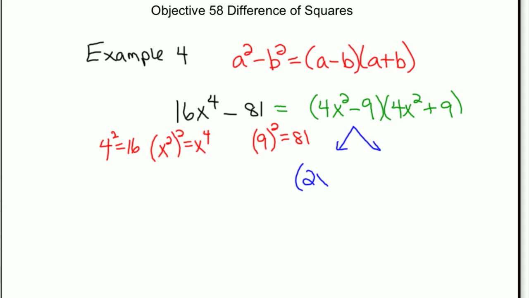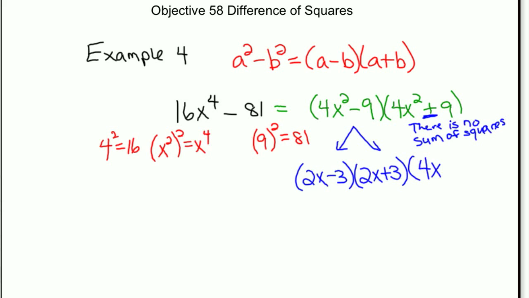So that will factor to 2x minus 3, 2x plus 3, while the 4x squared plus 9, it's exactly the same as the other term except for the plus sign. There is no sum of squares formula. This is a prime binomial. We cannot factor that. So that stays the same. That stays 4x squared plus 9.